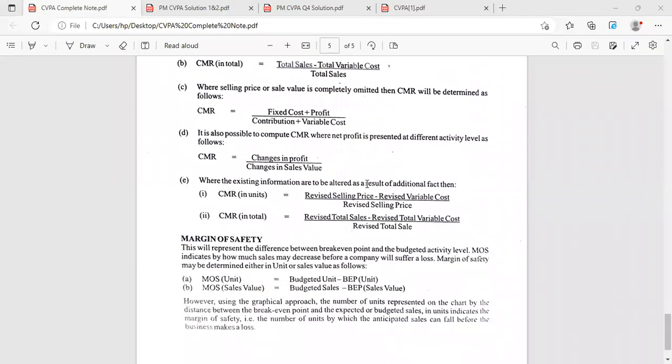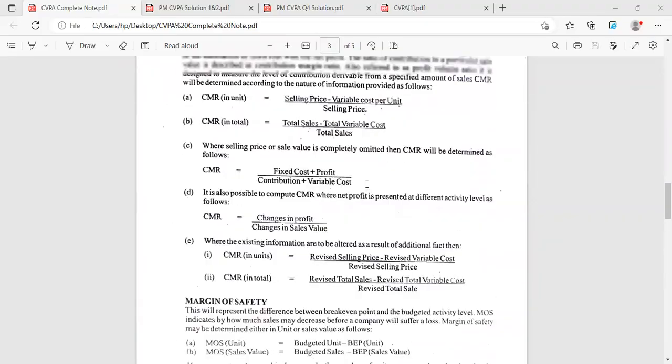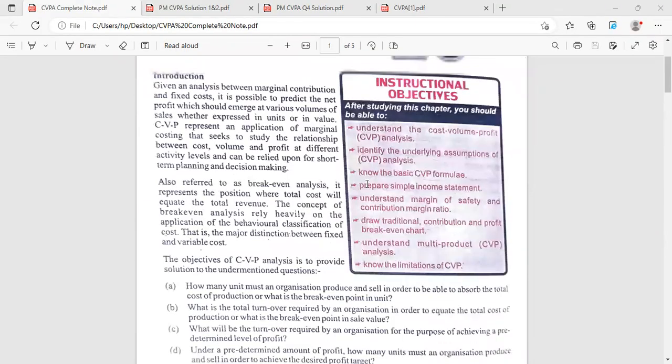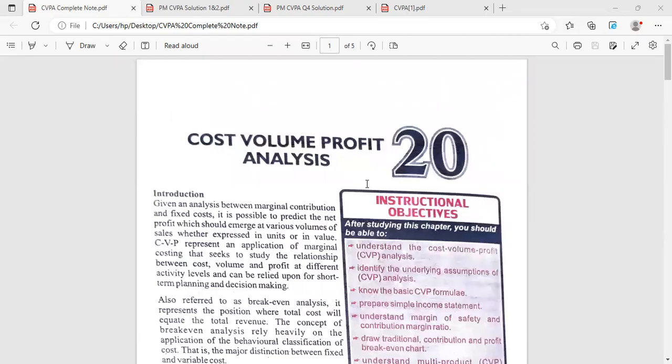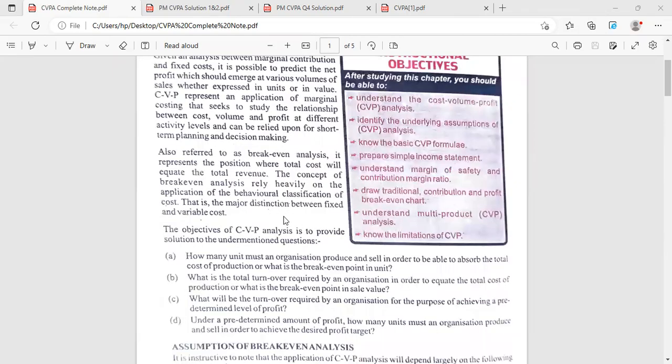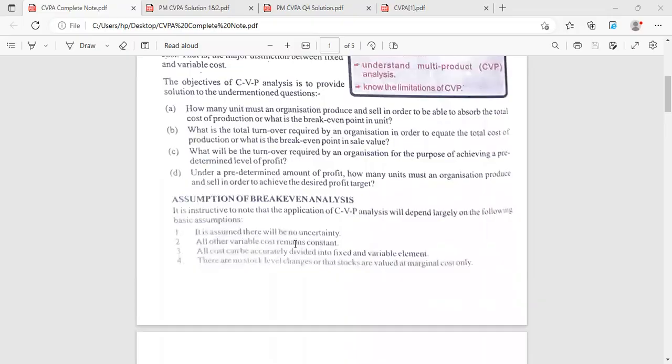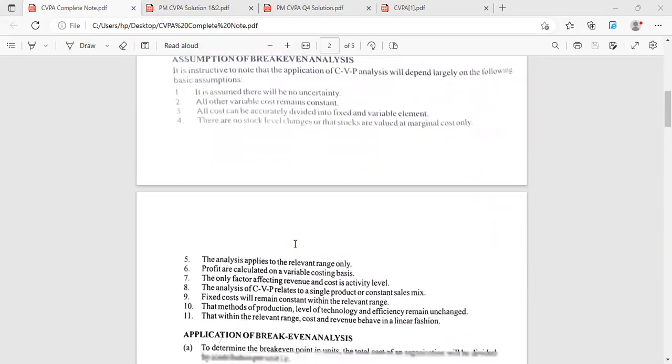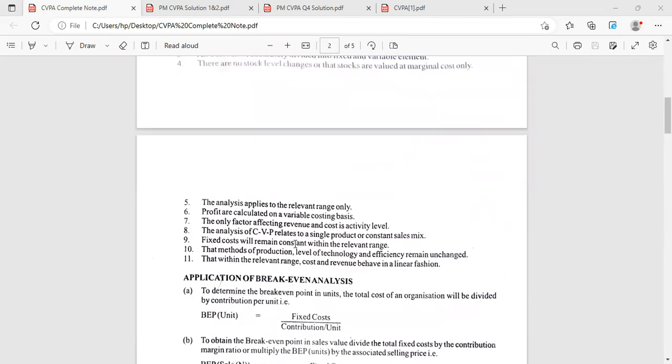All right, so far so good. We have been able to look at everything under the notes provided for CVP, which I told you is also known as break-even analysis, a point where a company does not make a profit and does not make a loss. So we looked at the assumptions of break-even analysis, which I said you should know at least 5 of. You can pick them randomly for the sake of theoretical questions.